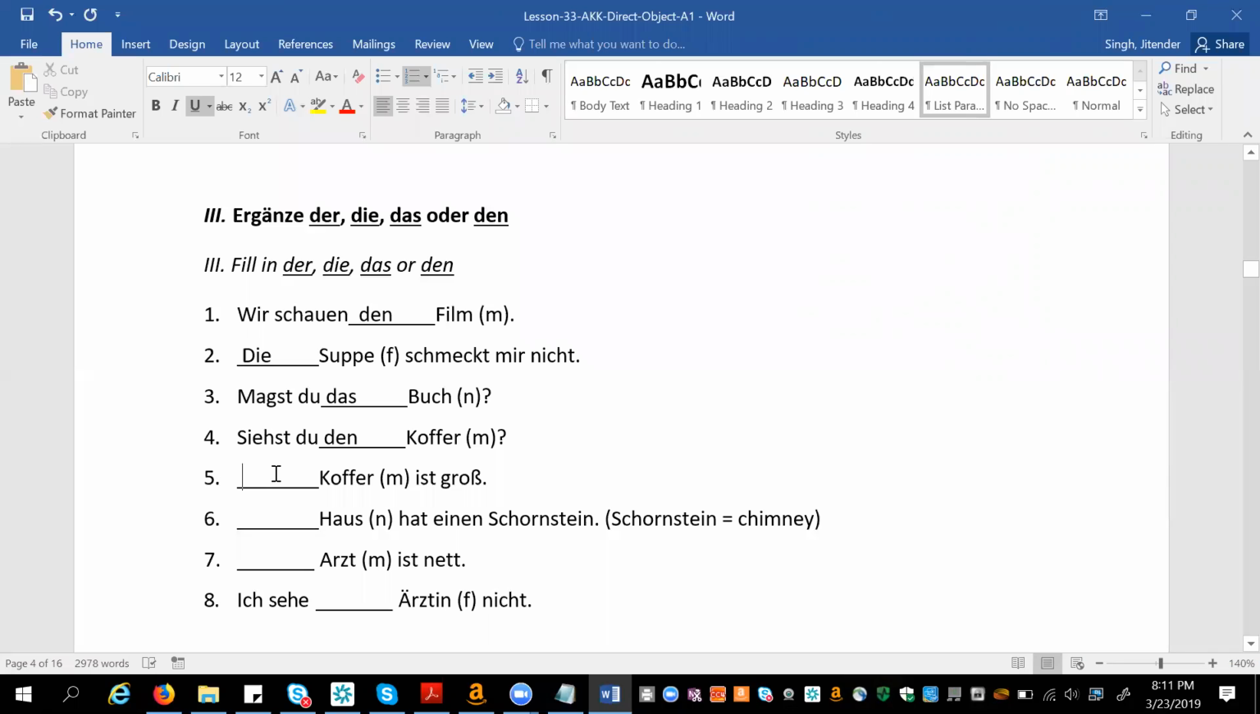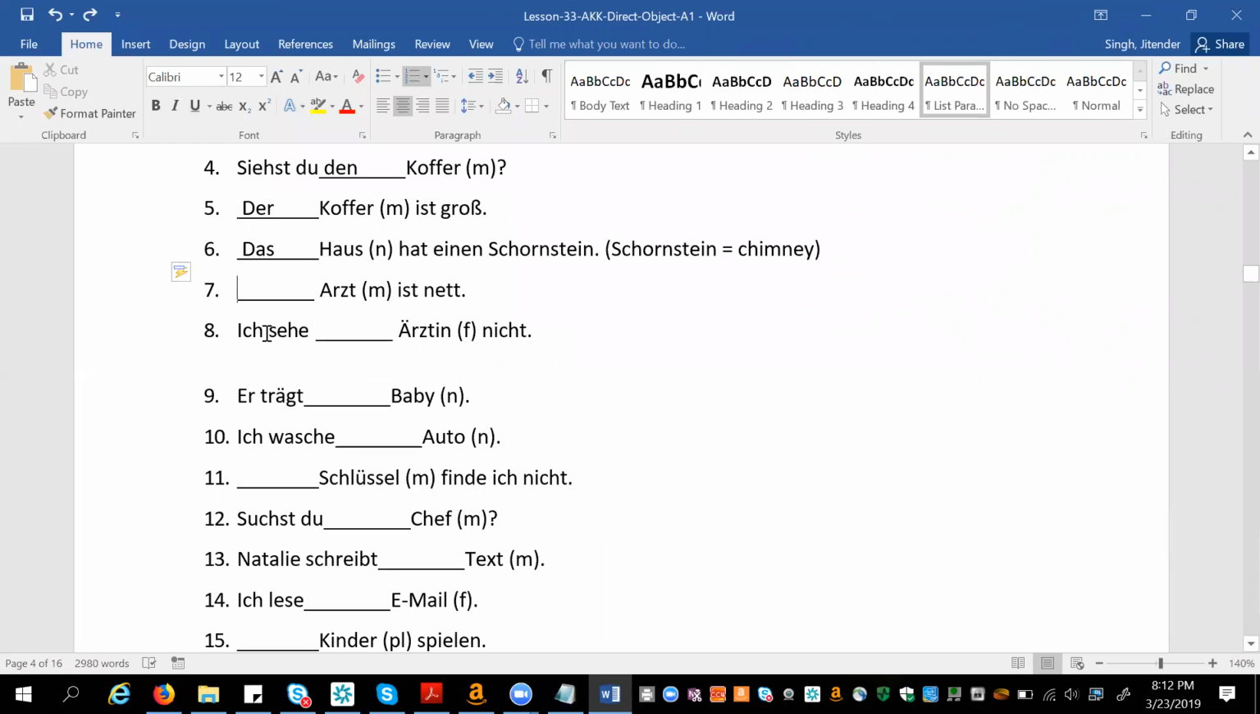Okay, so this next sentence. Der Koffer, masculine, subject, der Koffer. Der Koffer ist groß. The luggage is big. Next. Das. Sehr gut. The house, das Haus, subject. Das Haus hat einen Schornstein. The house has a chimney. Yeah. Schornstein means chimney. Okay. Masculine. Der Arzt, the doctor. Der Arzt means the doctor. Der Arzt ist nett. The doctor is nice.